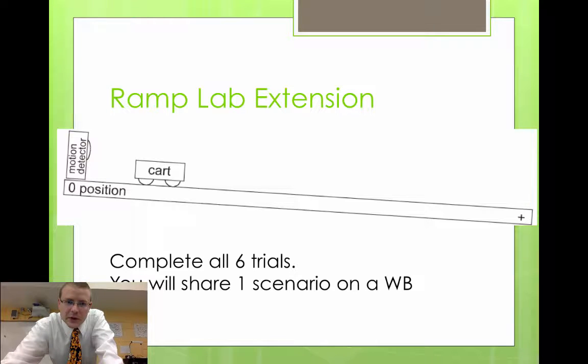Hey everyone, so what I want to do here is go through the 6 trials for the ramp extension lab. This is in the constant acceleration model that we've now discovered. We're going to look at the cart rolling up and down the ramp. We're going to create position time graphs, velocity time graphs, and acceleration time graphs, and motion maps for all these different trials. And from this we'll be able to see how the constant acceleration model is different from the constant velocity model.